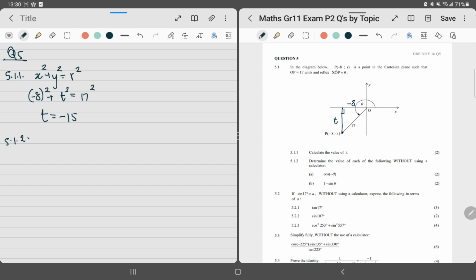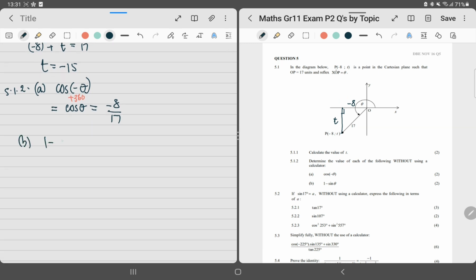5.1.2. Determine the value of each of the following without the use of a calculator. A, so we have cos of minus theta. We said whenever we have a negative angle, we'll just add 360. So this is 360 minus theta. That's in the fourth quadrant. In the fourth quadrant, cos is positive. Then cos is negative 8 over 17.